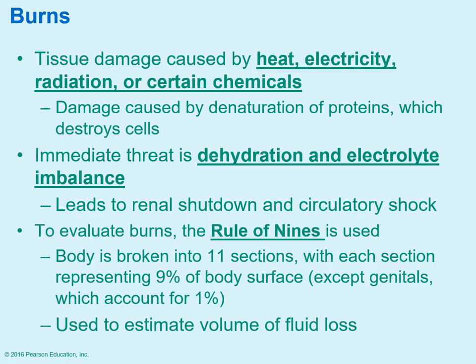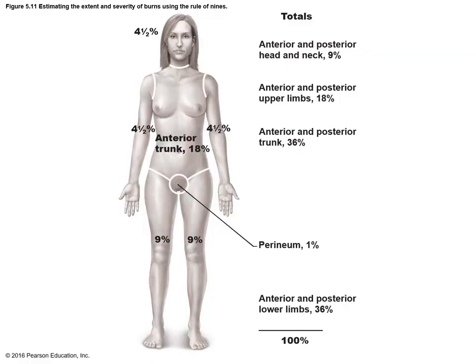To evaluate burns, they use the rule of nines. That's where the body is broken into 11 different sections, and each section is about 9% of the body surface. You're using that to estimate the amount of fluid lost, to see how close this person is to becoming dehydrated and how severe the dehydration is. This is how they divide the body up to estimate the amount of dehydration.